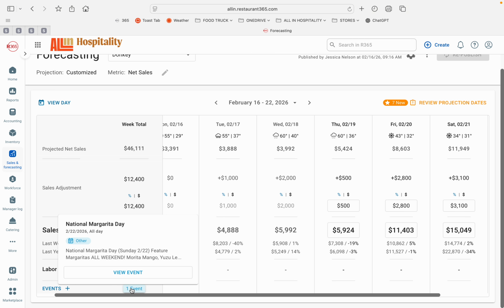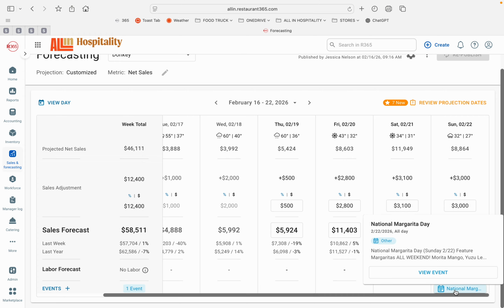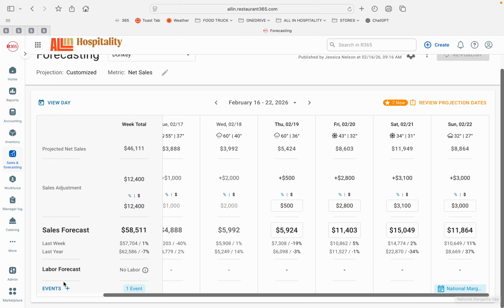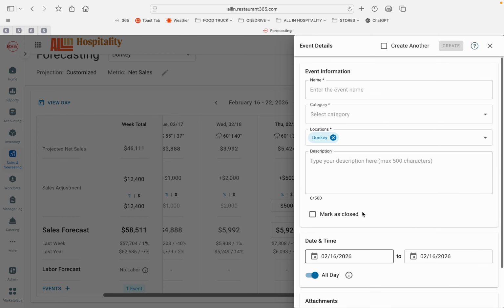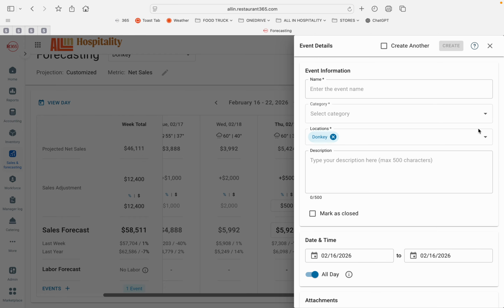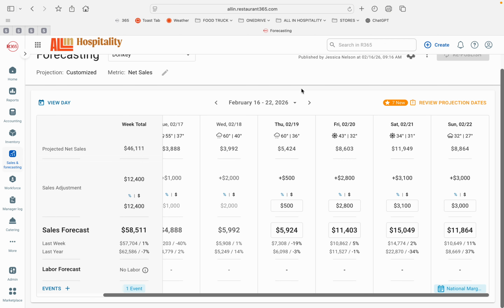You also have the ability to add specific events. As you can see, this Sunday is National Margarita Day at Donkey, which is going to be an increase in sales. You could do that by adding here. If you have a day that you're closed, you can mark that here. That'll just help alter your projections as needed. Also, as you are doing projections in the future, you're able to look back at these specific days and see that there's events and things that happened on those days, which is why you forecasted the way that you did.